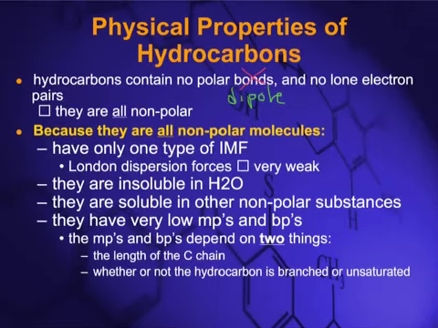In a hydrocarbon that is mainly of carbons and hydrogens, the carbon-hydrogen bond itself is polar. However, the net result of all the carbon-hydrogen bonds within the molecule all cancel out, so therefore the molecule itself is nonpolar. As well, there are no lone electron pairs. Therefore, all carbon-hydrogen hydrocarbons are nonpolar compounds.